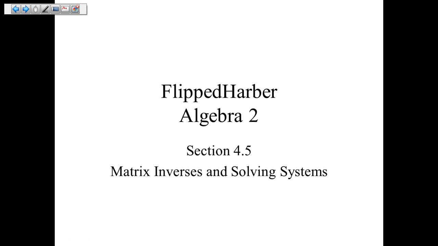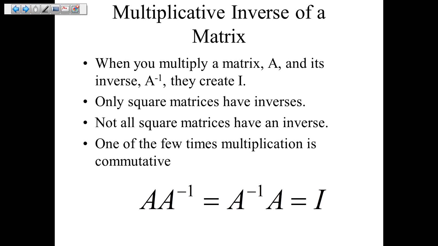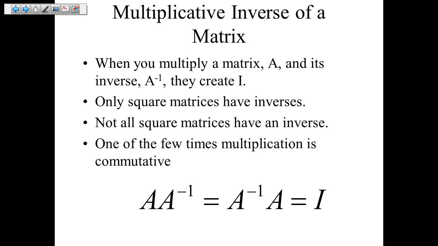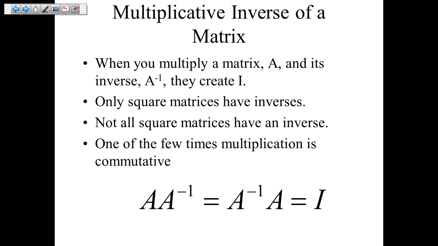In this video, we'll cover Section 4.5, Matrix Inverses and Solving Systems. When we talk about the inverse of a matrix, we're talking about another matrix that when multiplied with the original matrix, we get the identity matrix, which we signify with an I. Only square matrices have inverses, but not all square matrices have an inverse.